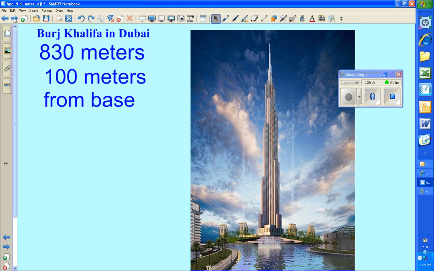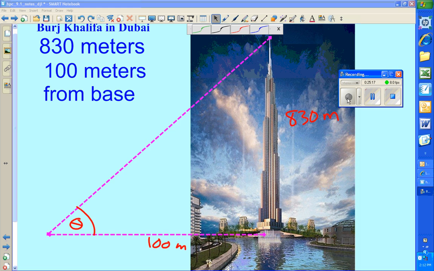830-meter tall building, 100 meters from the base, buried to your eyeballs. Again, what's the angle? All right, what's the equation? What's the equation?